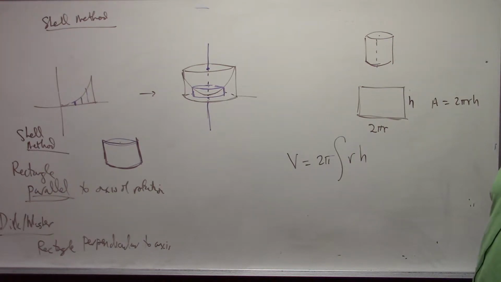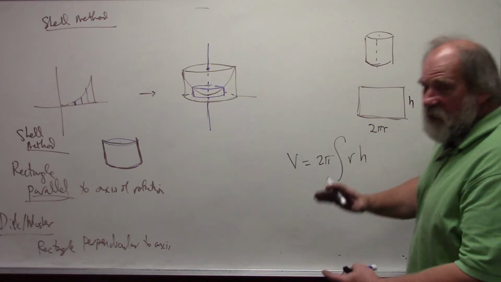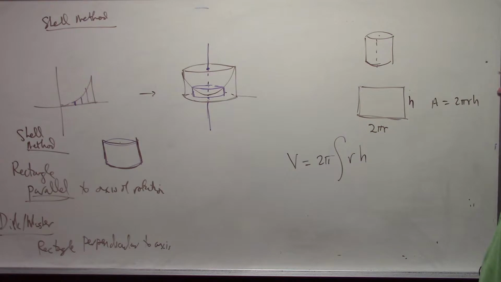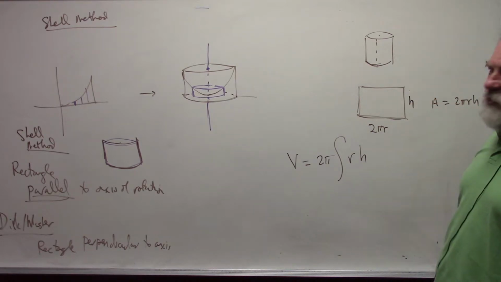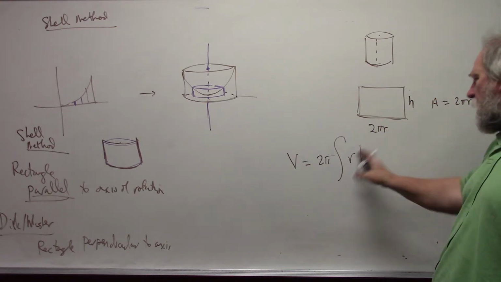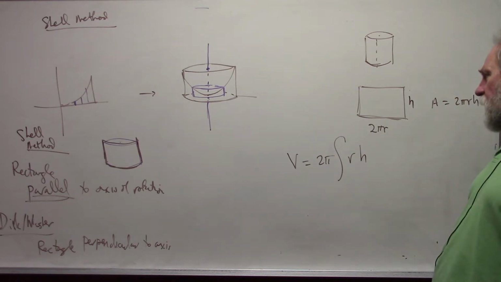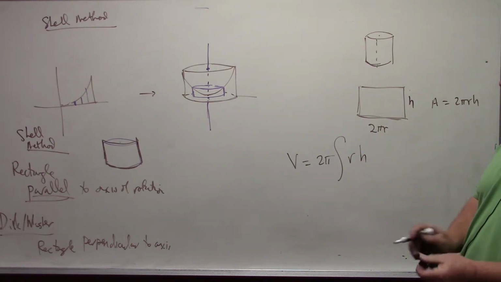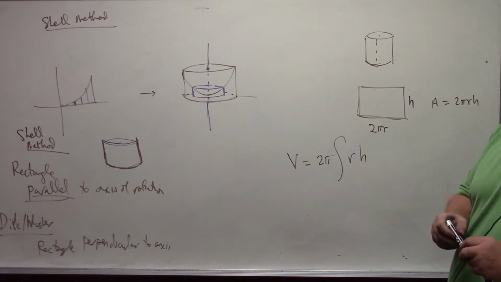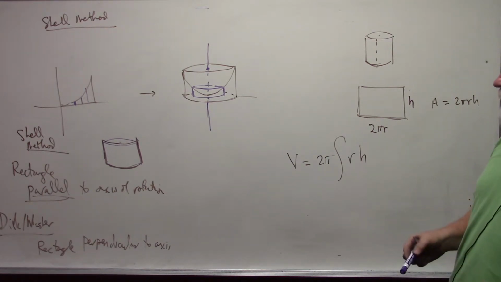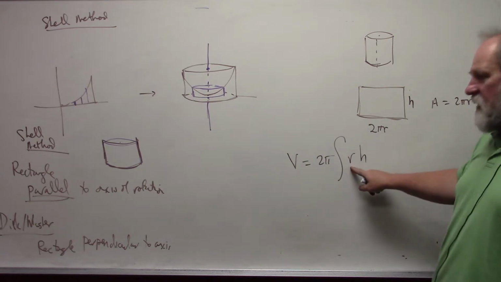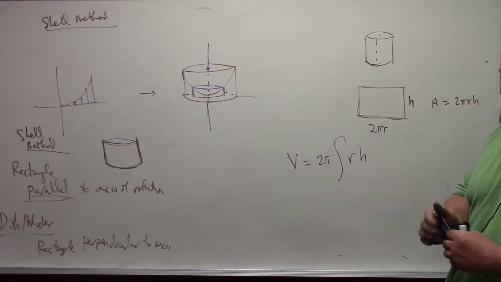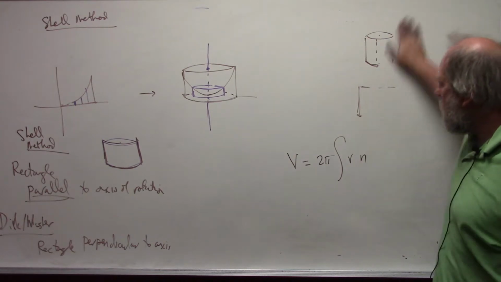Just like before, we got the volume by taking the cross-sectional area and then integrating to get the third dimension. Here I take the cross-sectional area and integrate it, and that'll give me the volume, the third dimension. Okay? So this is the basic form that we use. The radius is going to be the distance from the axis of rotation, and the height is the height of the shell. We'll see that in the examples that I'm about to do.